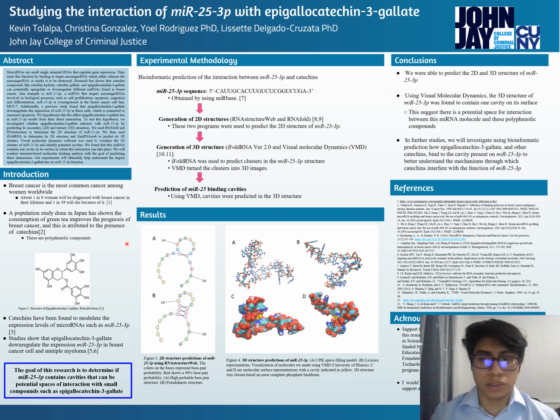In Figure 3, in the results, we show the predictions of 2D MIR25-3P structures. The different colors on the bases represent different base pair probabilities. The red represents a 99% base pair probability, and the light pink represents a 50% base pair probability. We see that MIR25-3P can also form hairpin structures.